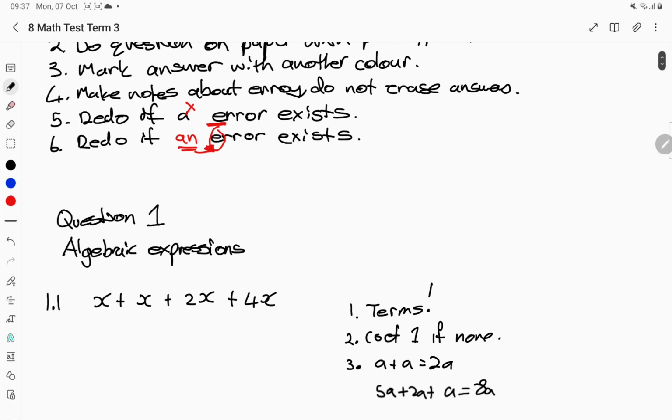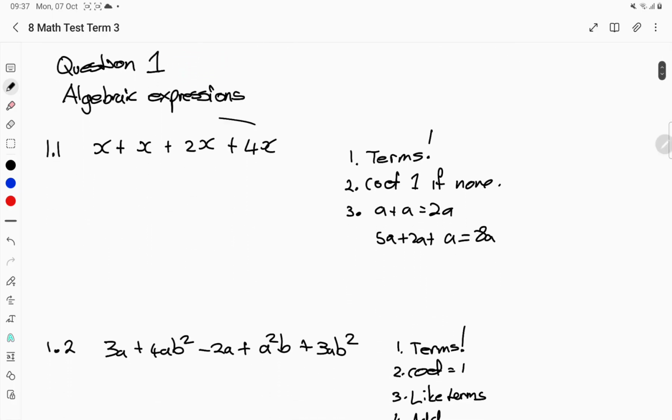So question one, we have some algebraic expressions. We start off with this question. And if you look at the right here, the first thing we have to take a look at is we have to separate our terms. And terms are separated by pluses, minus, and equal signs, right? So we split them up and look at them like independent little pieces like this. So we have to do that.